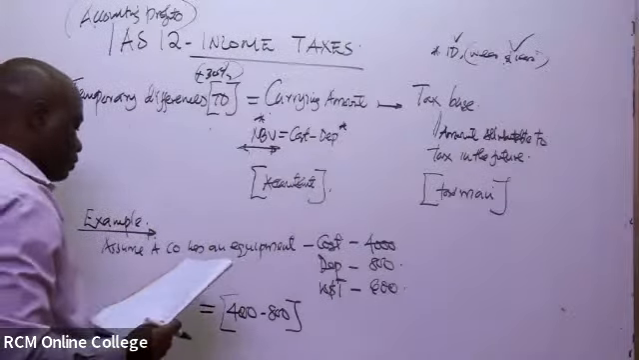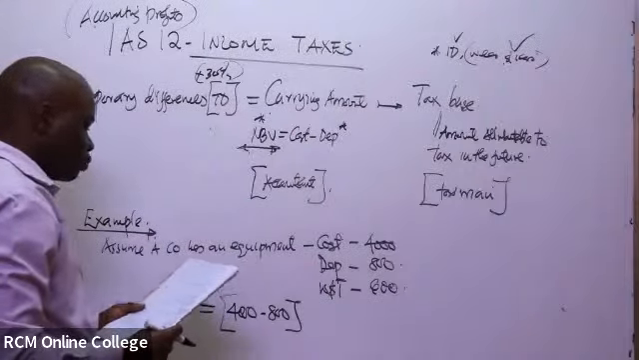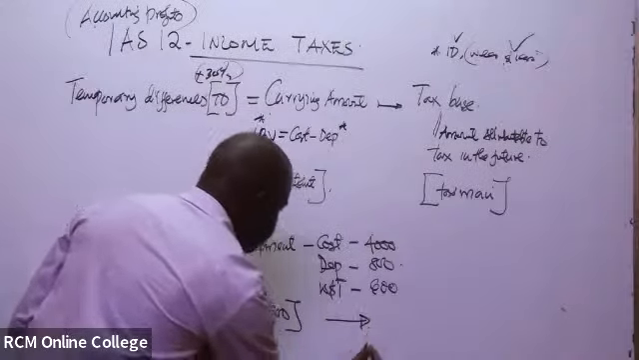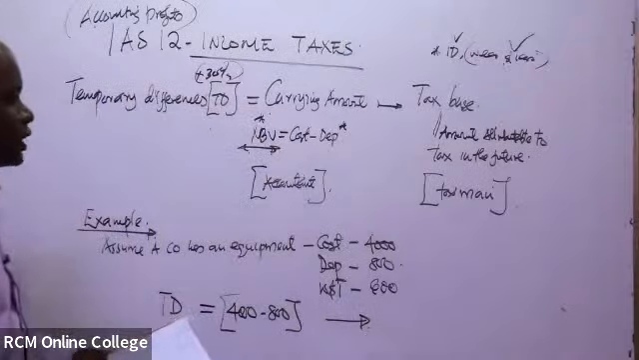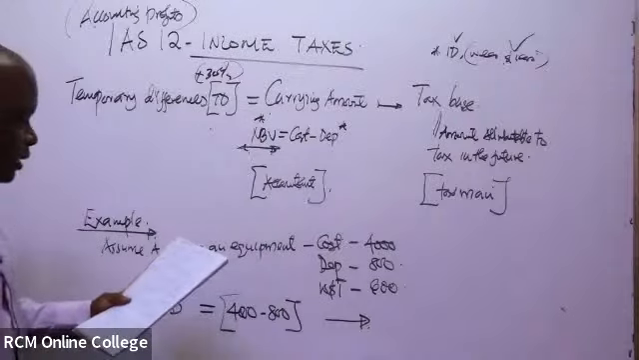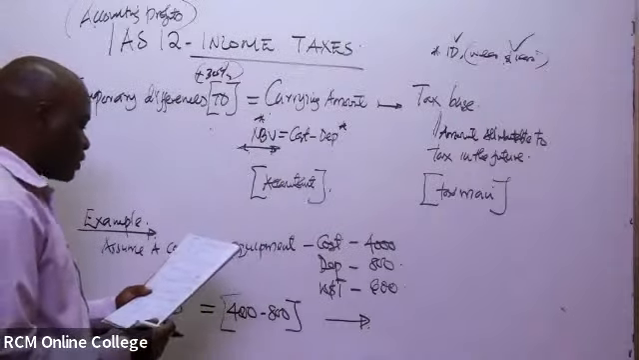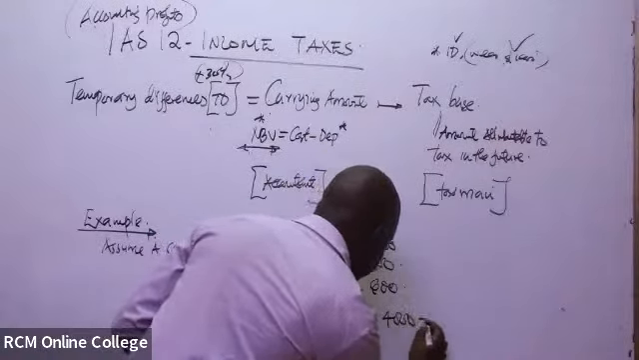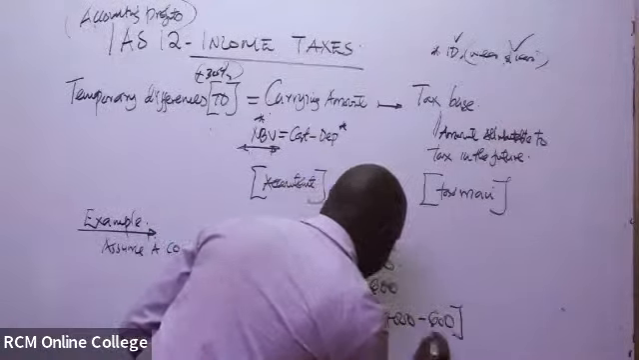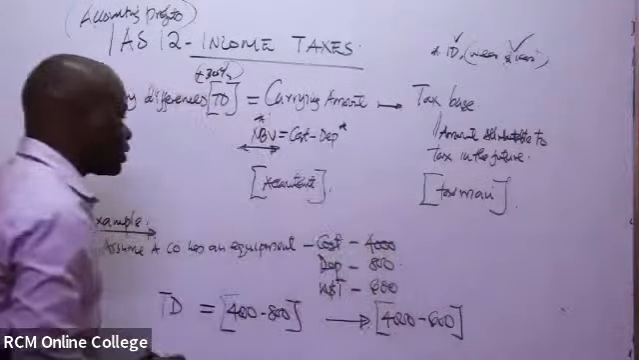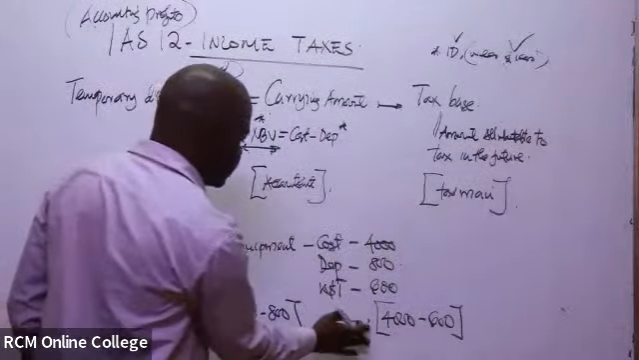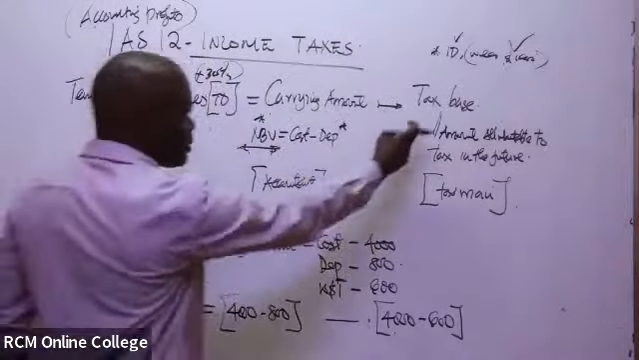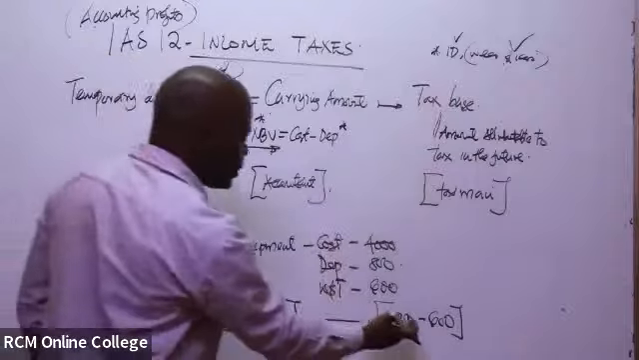Then we take away the tax base. The tax base, we've said, they are only considering wear and tear. So our tax base will likely be 4,000 minus 600. If you compute the difference, the carrying amount is this one, and the tax base, what the taxman considers, is the wear and tear, is this one.